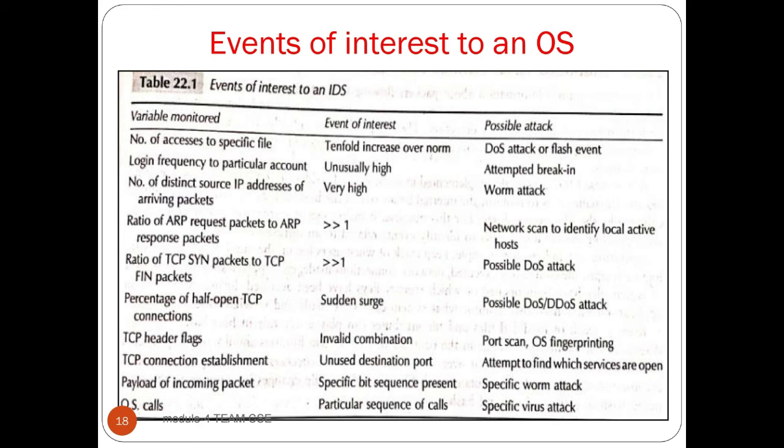Suppose, for example, the number of distinct source IP addresses of arriving packets is very high, then it may be a worm attack. Like this, different types of events of interest with respect to the operating system are listed here. Next slide.